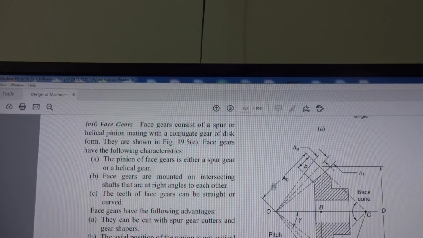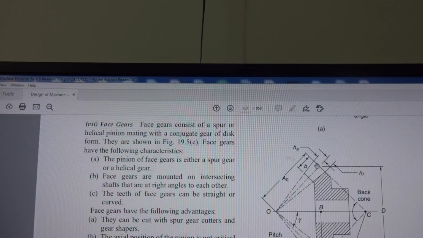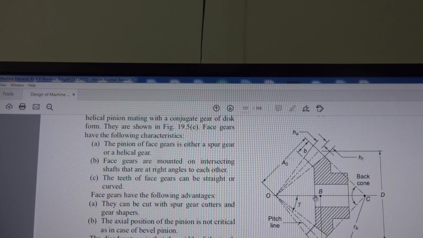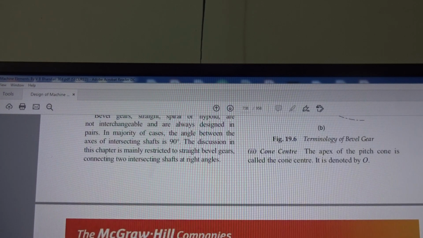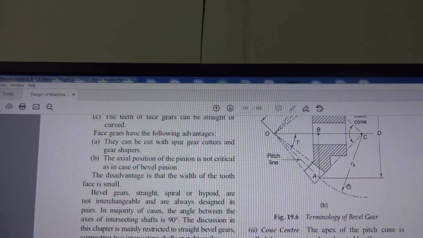In the second figure, this is the length A0, already defined. This is the addendum HA, which is measured at the end. This one is the B, the width of the teeth. This one is the RB. This distance is D by 2, and this is the diameter D. When we draw a line which is the radius RB, it makes a circle. I will define later what RB is.